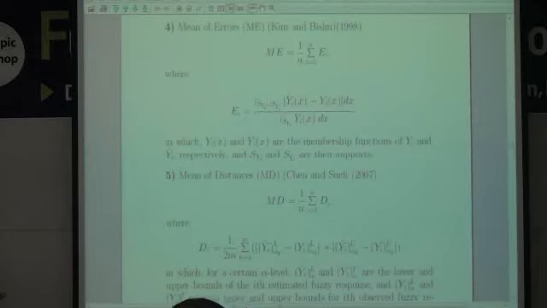Another criterion for evaluating the fuzzy regression model is the mean of errors, which was introduced by Kim and Bishu, and is defined in this form. The absolute value of the difference between the observed and estimated value of the dependent variable, and we divide it by this expression, so that we have a relative error. If we take the mean of this error, we have the mean of error as a criterion for evaluating the fuzzy regression model. Another criterion, defined by Chen and Sue, is the mean of distances, which is based on the alpha cuts of the estimated and observed values of the observations.